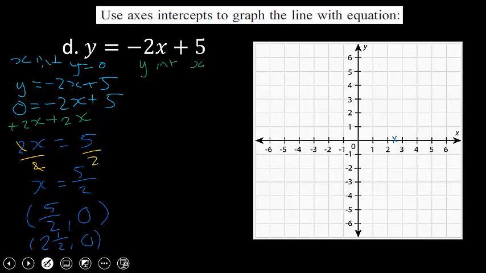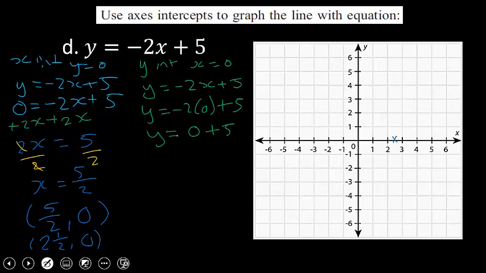My y-intercept, x equals 0. So y equals minus 2x plus 5. I write the equation as it is. Now I substitute x is 0. Y equals minus 2 times 0 plus 5. Now I multiply. Minus 2 times 0 is 0. So y equals 0 plus 5. And I add, y equals 5. So my intercept is going to be 0, 5. That's over there. So my graph is going to look like this.